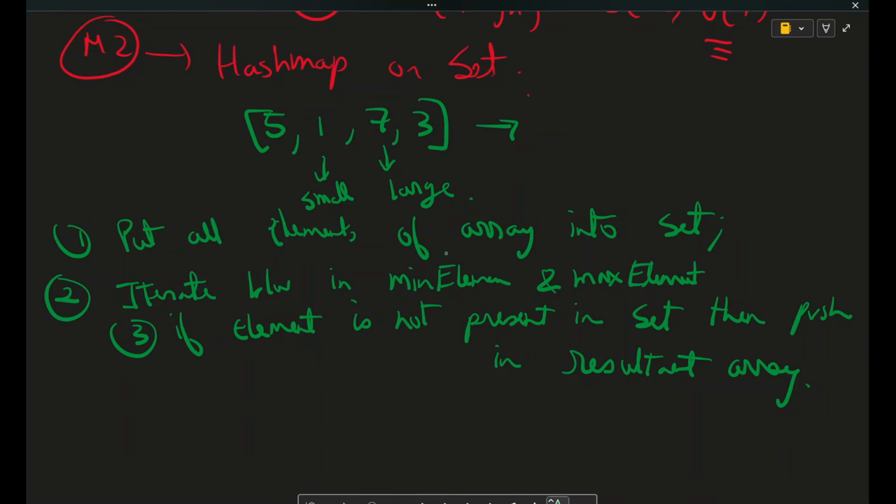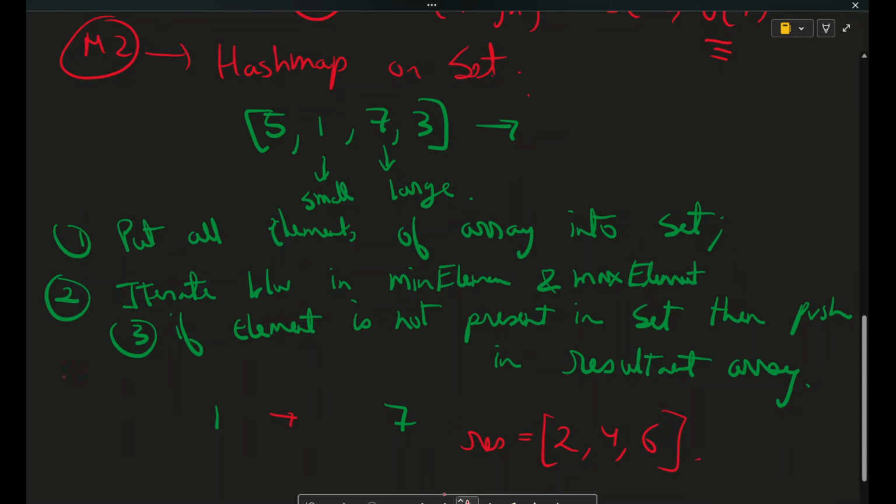What we will do, we will iterate from 1 to 7 and check if 2 is present. 2 is not present in this array, so we will push 2 in our resultant. Then we check if 3 is present. 3 is present, so we will continue. Next, 4 is not present, we will put 4. 5 is present, no worry. 6 is not present, push 6.